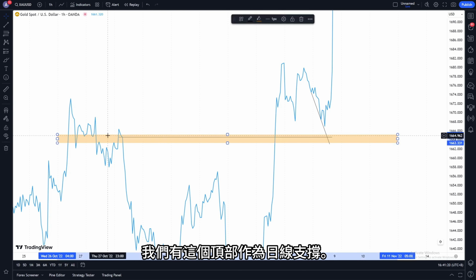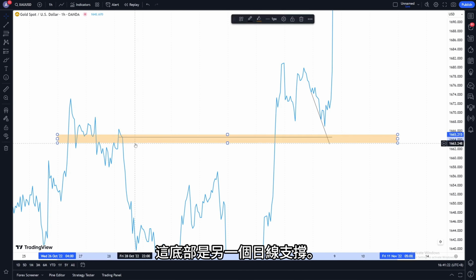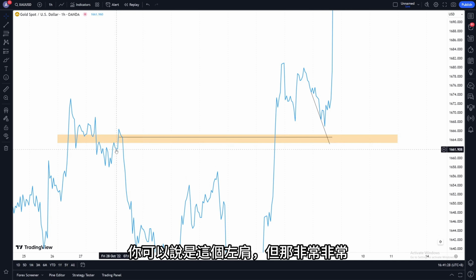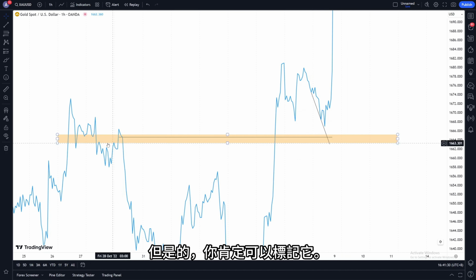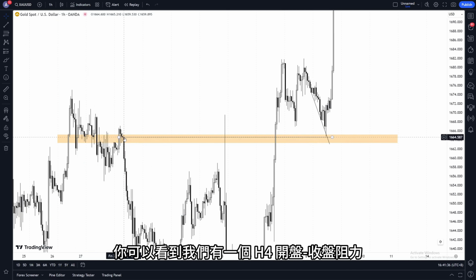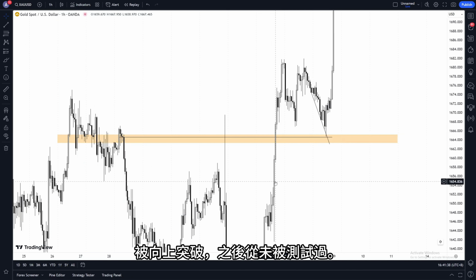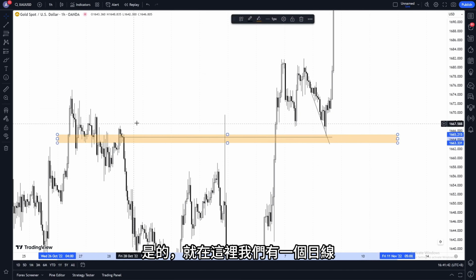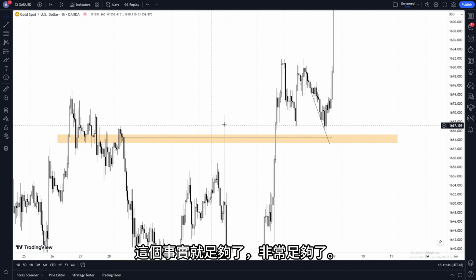We have this top here as a daily support. The bottom here is another daily support. There wasn't anything clear as a H4, H1, SNR below. You could say this left shoulder, but that's very, very low. But yes, you can mark it for sure. But mostly we can see this daily, there's a H4. You can see we have a H4 open closed resistance that gets broken up, never gets tested after that. That was fresh. And yes, just the fact that we have ourselves a daily in here is plenty enough.